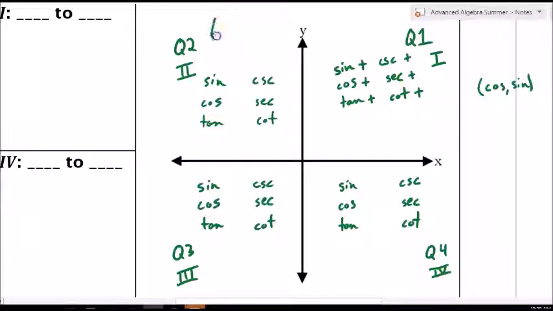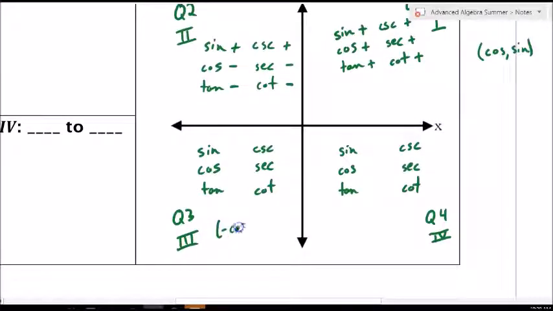Now in quadrant 2, here I have negative cosines and positive sines. So let's think here. Sine is positive, that means cosecant is positive. Cosine is negative, so secant is negative. Tangent is sine over cosine, so a positive divided by a negative is negative. If this is negative, so is this.